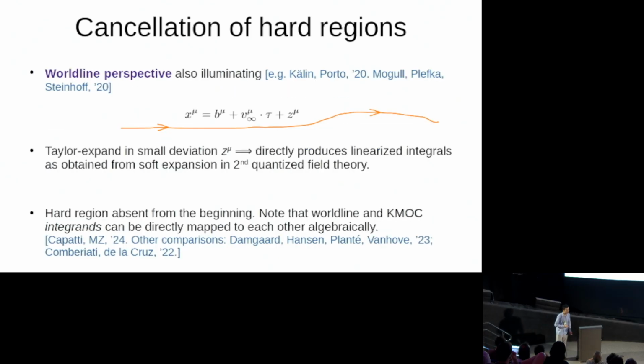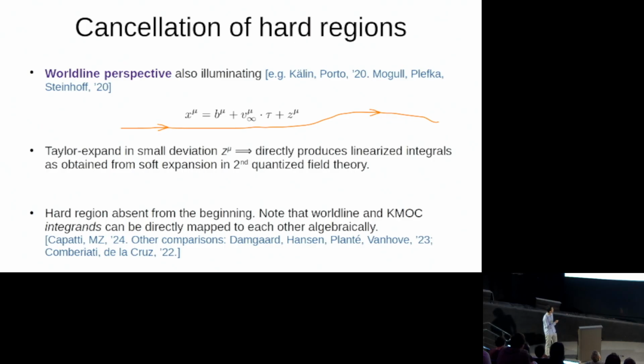Another perspective, which I find illuminating, is the worldline formulation, where you perturb around a straight-line trajectory b^μ + v^μ τ, with a fluctuation z^μ. From the get-go, you Taylor expand in small z^μ compared with b and v. If you go through the worldline formulation, you directly end up with integrals with linearized propagators, as if you had expanded the exact QFT Feynman diagrams in the soft expansion.